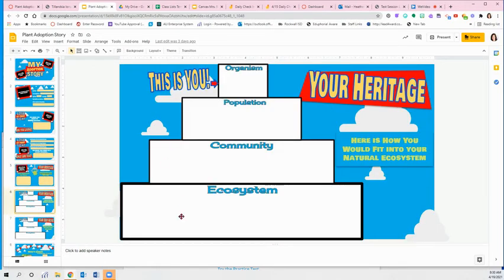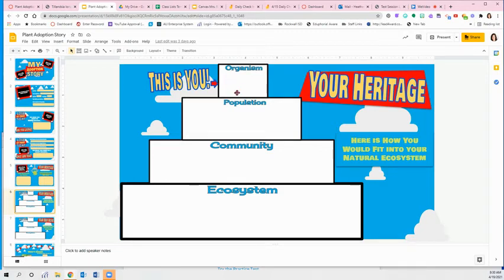Then you're going to build the natural ecosystem pyramid. So organism, that is your plant. Okay, put your plants in there. And when I say this is you, this is not you. You're writing the book about your plants, okay? And so all these places where it's talking about you or what your name is, this is all about your plant. It's not about you.